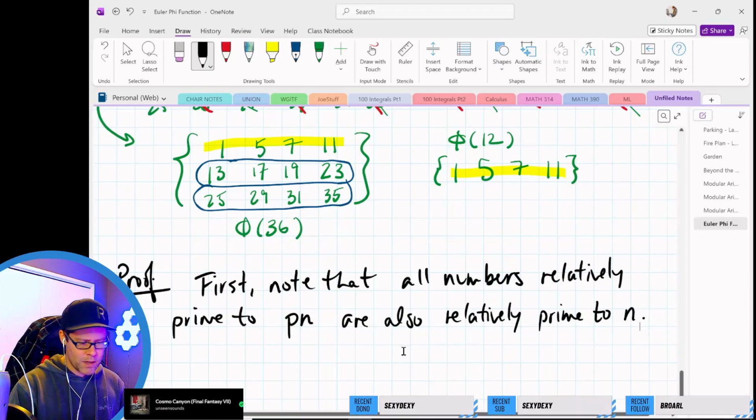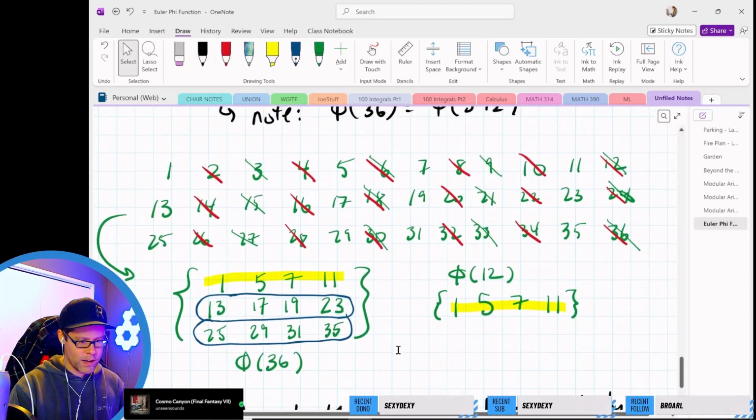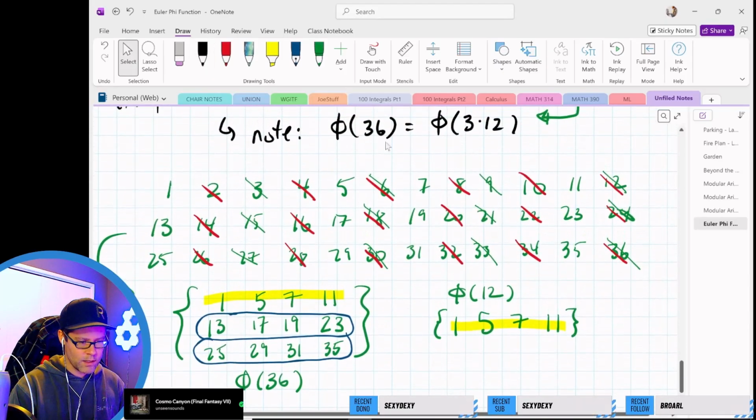Okay, so what does that mean? With our illustrative example, we're saying all of the numbers that are relatively prime to 36 should also be similar to the numbers that are relatively prime to 12, right? Basically, I can look at this smaller list and extend it out to a larger list that's going to work for 36.